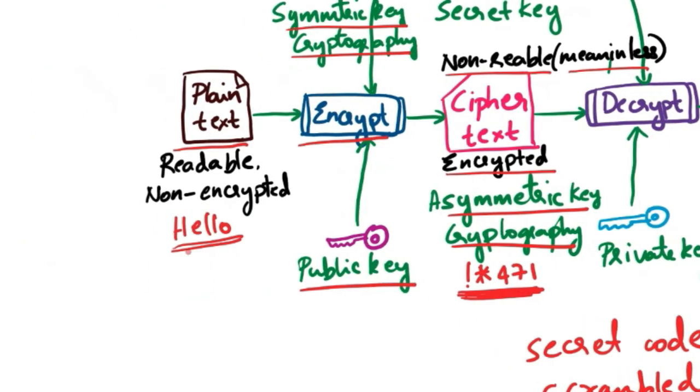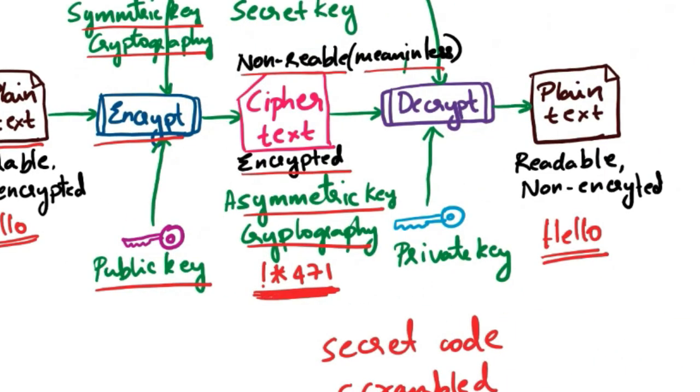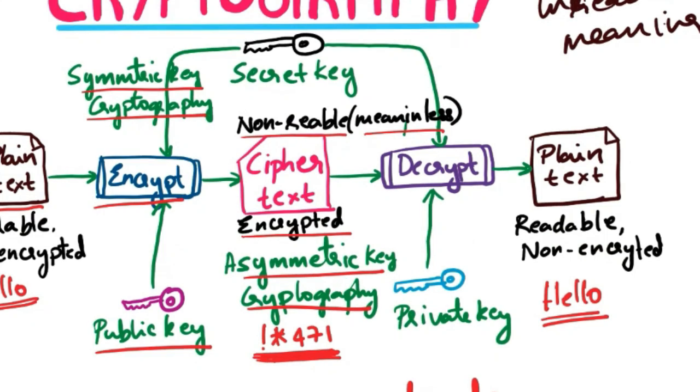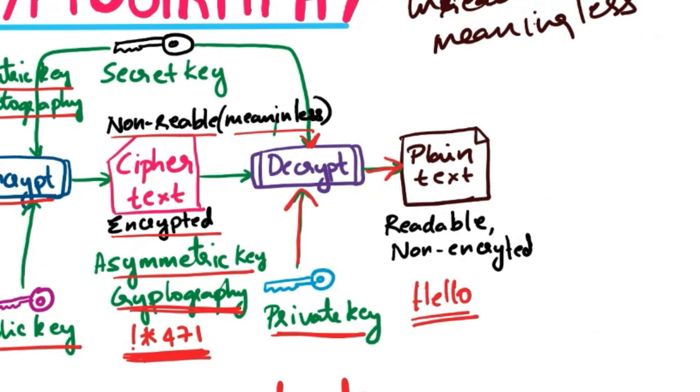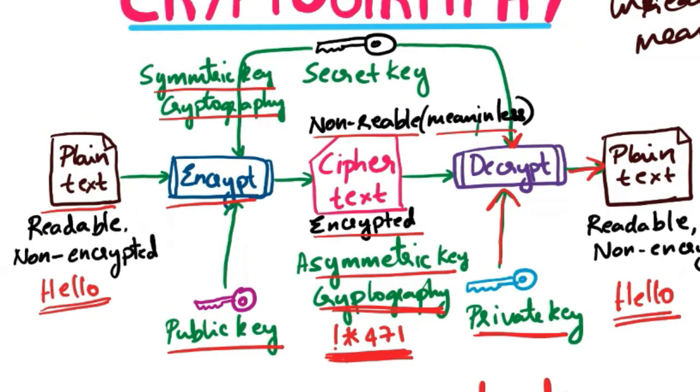Suppose you're saying hello, you're getting this value which is unreadable, and then you're sending the ciphertext to decrypt whenever you want to read it or somebody else wants to read the message. You are using the same secret key in symmetric cryptography, but in asymmetric, you're using the private key for decryption. And once you decrypt it, you get the plain text, which is readable, and unencrypted, which says hello. And that's how cryptography works.